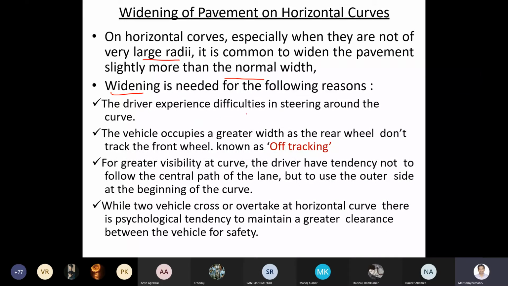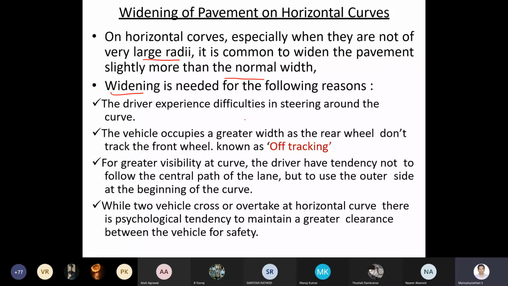One is that the driver experiences difficulties in steering around the curve. We are driving different kinds of vehicles: two-wheeler, bus, truck. So the bigger vehicles also play a major role. Each individual driver experiences different difficulties with respect to the steering and the mechanical components at a horizontal curve. To make the turning better on that particular journey, we are providing the extra widening.